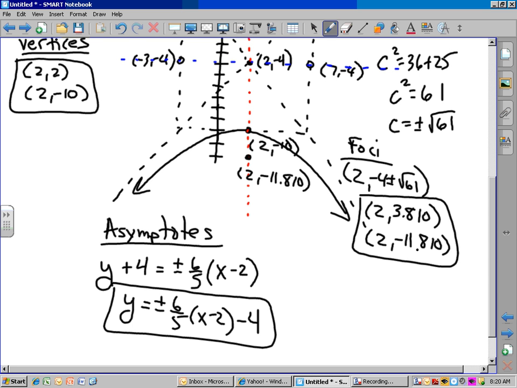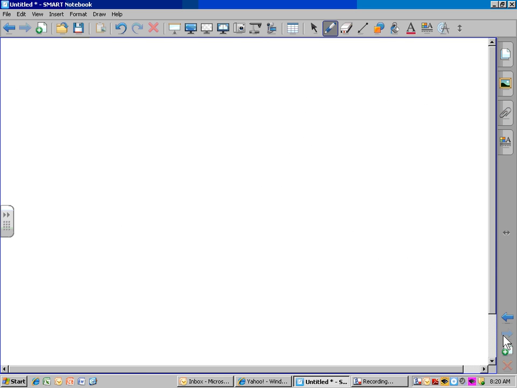All right? Are there any questions on what we just did, though? I could give you a graph and you find the equation, or give you some parts and you find the equation, or I could give you the equation and you find the parts. There's really not much else you can do. So this next example is simply going to be putting the equation into the right form.